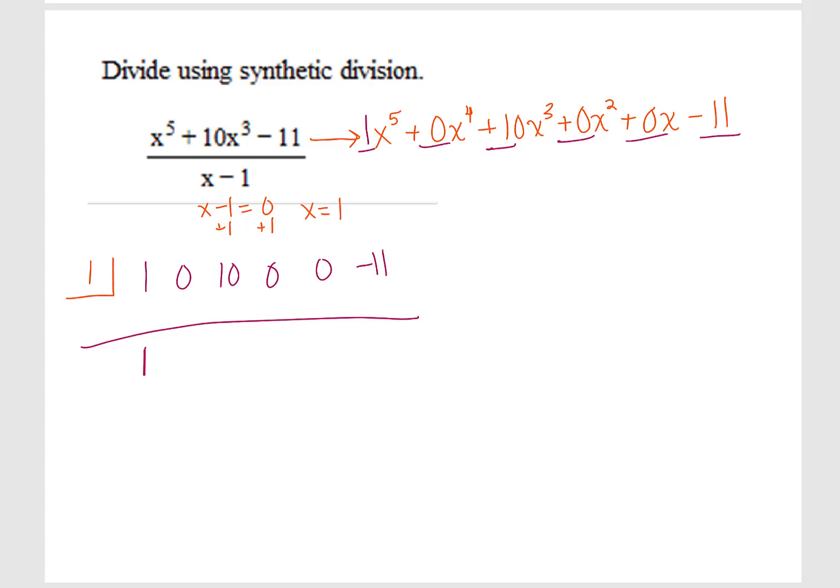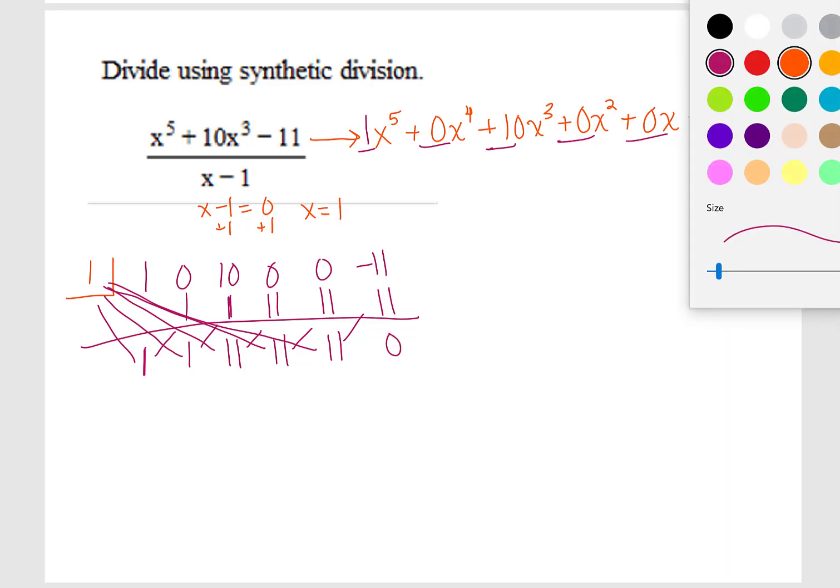So drop that first one down. Multiply. 1 times 1 is 1. We add 0 plus 1 is 1. Multiply. 1 times 1 is 1. Add. 10 plus 1 is 11. 1 times 11 is 11. 0 plus 11 is 11. 1 times 11 is 11. Lots of ones here. 0 plus 11 is 11. 1 times 11 is 11, and then negative 11 plus 11 is 0.